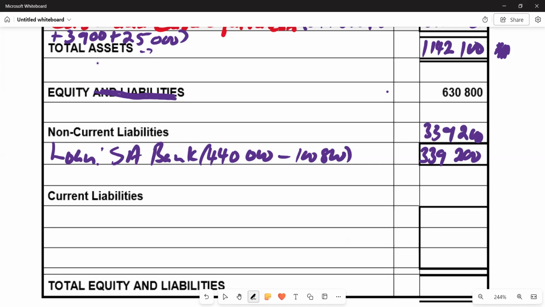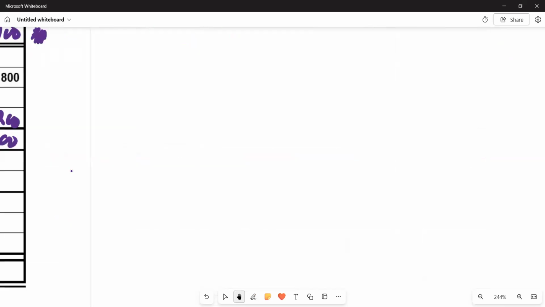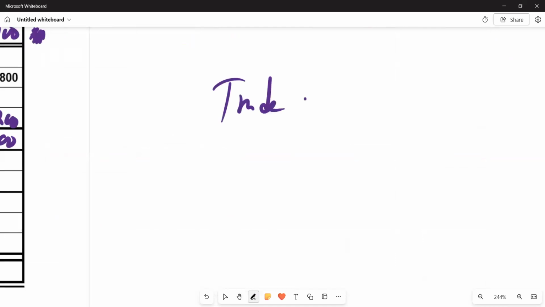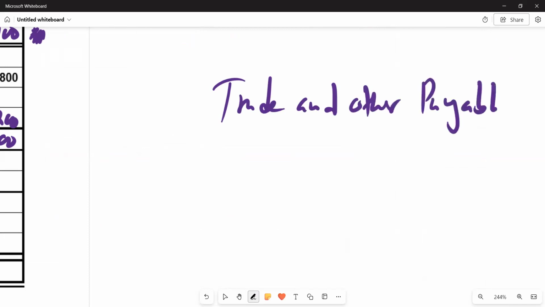339,200. And then for current liabilities now, we are going to list them beneath there. Remember, we also have trade and other payables. It's the first one that we are supposed to put in. Trade and other payables. And elements of trade and other payables, we can just try to list them. Obviously, we are going to have one, creditors control. It's part of trade and other payables.